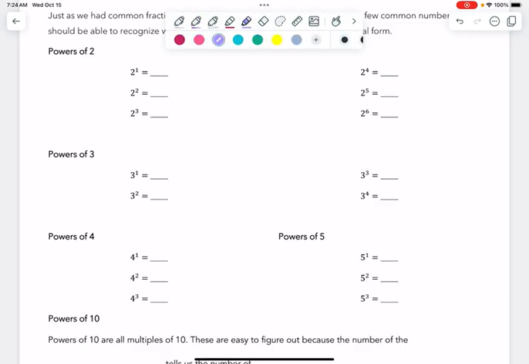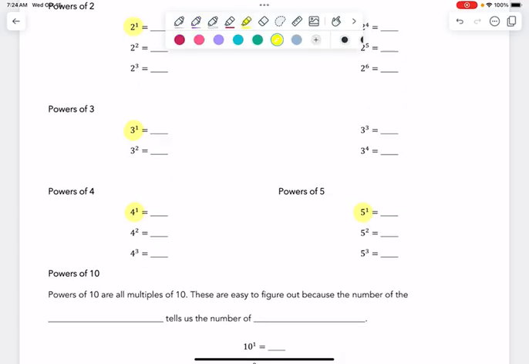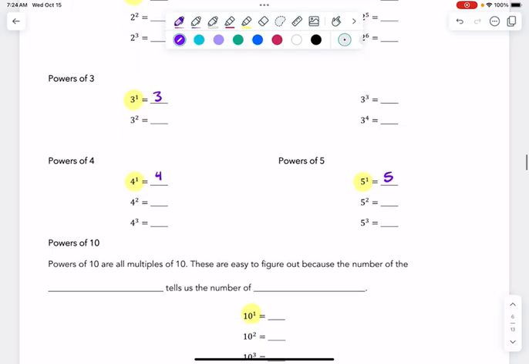And that's anything that has a base raised to the power of 1 or raised to the exponent of 1. Right? These 5 on the page here should not be any additional brain power to you, because anything to the exponent of 1 is just itself. So 2 to the power of 1 is 2, 3 to the power of 1 is 3, 4 to the power of 1 is 4, 5 to the power of 1 is 5, and 10 to the power of 1 is 10.